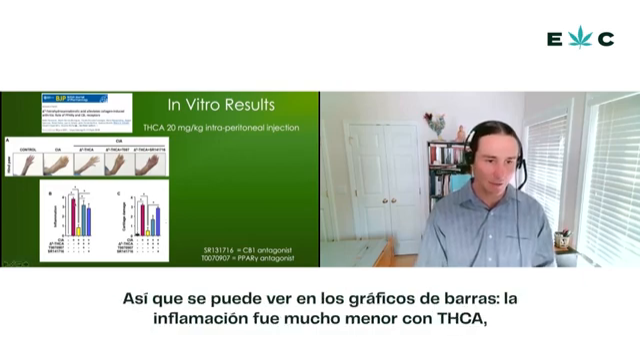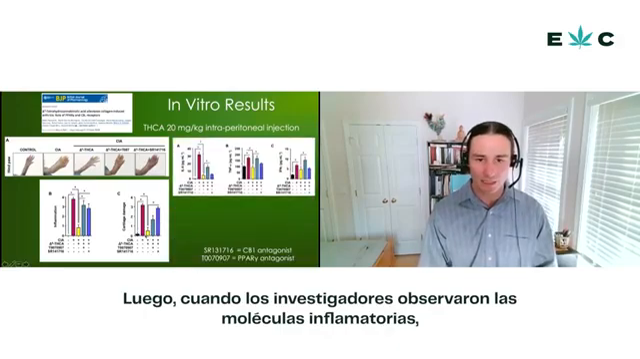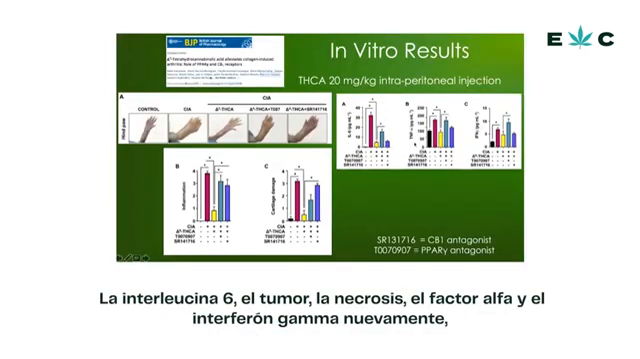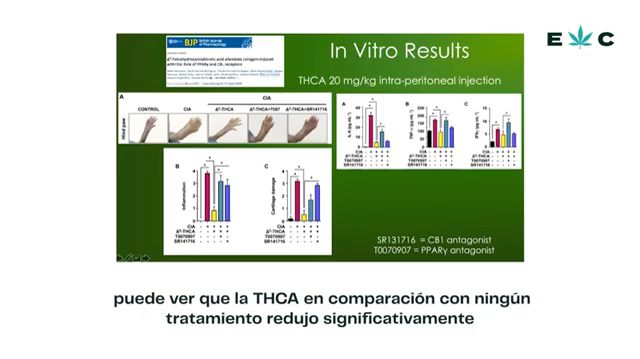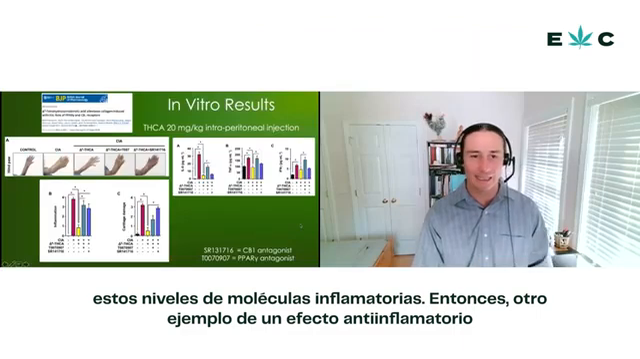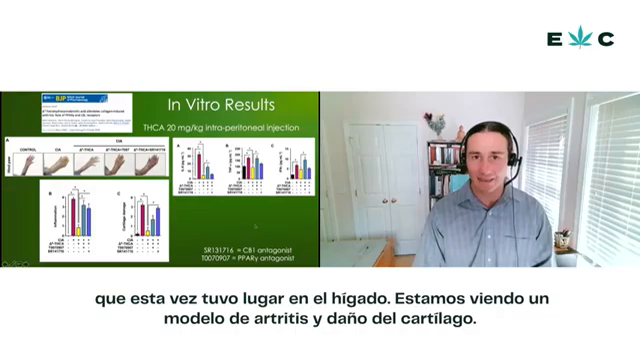So you can see on the bar graphs, the inflammation was much less with the THCA, as well as much less cartilage damage. And then when the researchers looked at the inflammatory molecules, some of these should be familiar to you: interleukin-6, tumor necrosis factor alpha, and interferon gamma. Again, you can see that THCA, compared to no treatment, significantly reduced these levels of inflammatory molecules. So another example of an anti-inflammatory effect, but this time instead of in the liver, we're looking at a model of arthritis and cartilage damage.